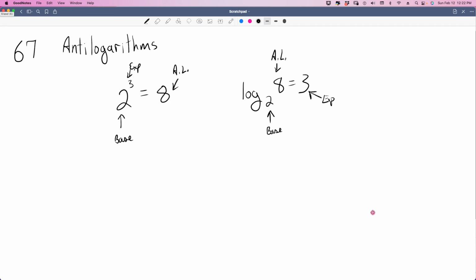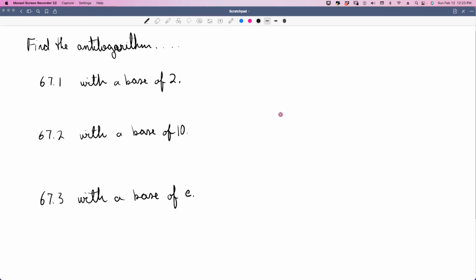So let's look at some practice problems. So here we have 3 of our 5 problems. I think we have 5. Let me see, we might have... No, we just have 5. So let's do 3 of these. So the book recommends that whenever we have this... and I didn't finish writing the problem. That would probably be a good idea. Find the anti-logarithm of 4.63 with a base of 2, 10, and e.